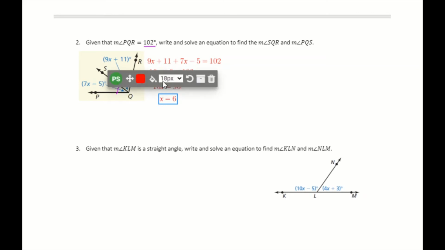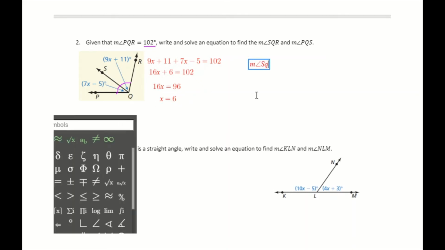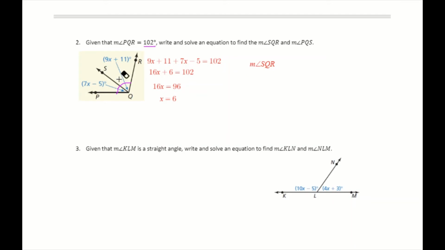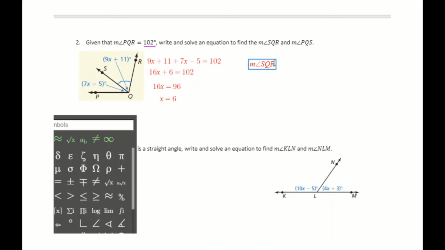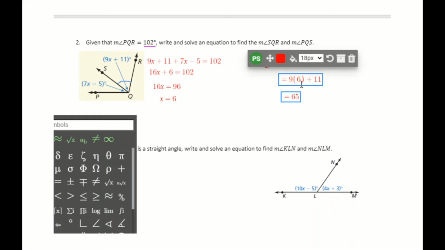So we've got x, and so now we're going to find the measure of angle SQR. Let's do that one first. If I erase this real quick, SQR is this one right here. This one is labeled as 9x plus 11. And luckily we know what x is now. X is 6, so we could do 9 times 6 plus 11. That's something you can just throw in the calculator, and we end up with 65 degrees.